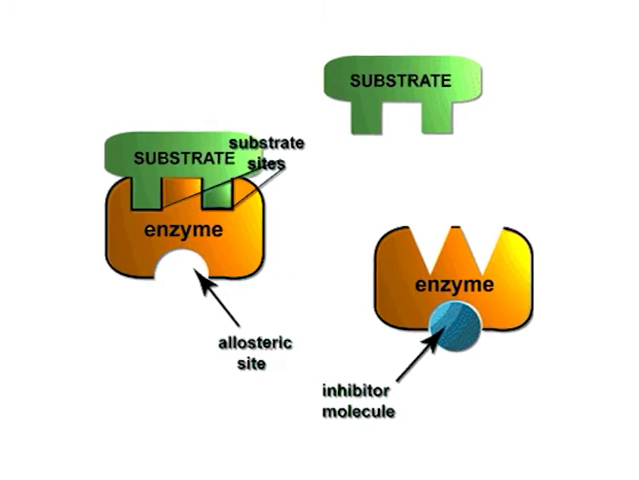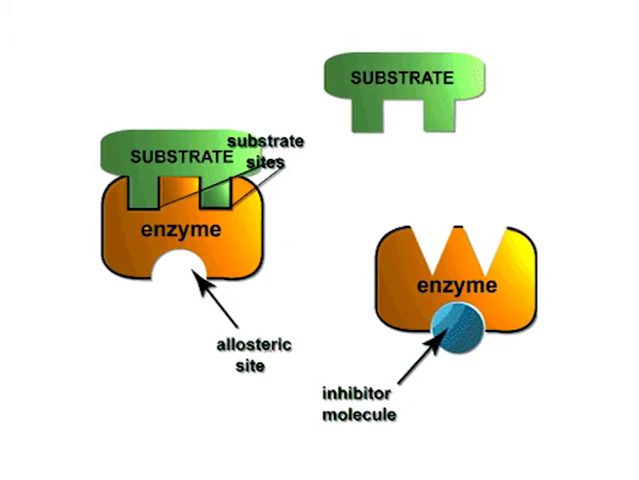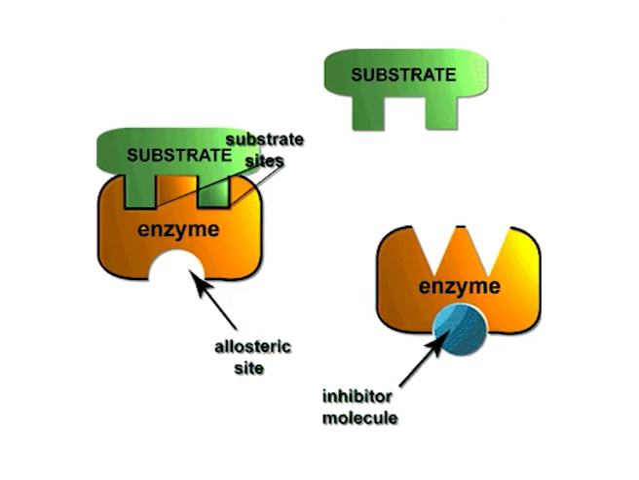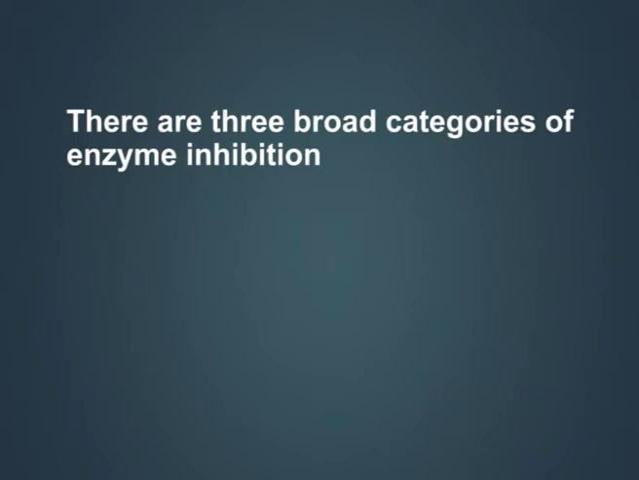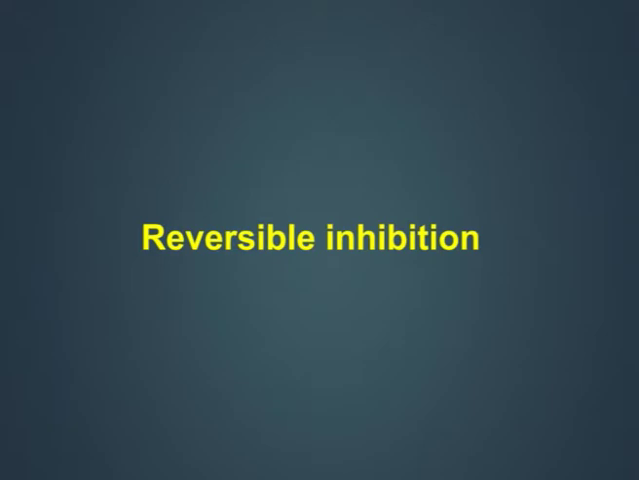An enzyme inhibitor is defined as a substance which binds with the enzyme and brings about a decrease in the catalytic activity of that enzyme. The inhibitor may be organic or inorganic in nature. There are three broad categories of enzyme inhibition: reversible inhibition, irreversible inhibition, and third is allosteric inhibition. Let's start with the first, that is reversible inhibition. The inhibitor binds non-covalently with the enzyme and the enzyme inhibition can be reversed if the inhibitor is removed.